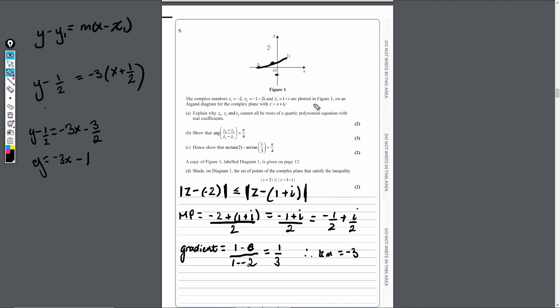Right, okay. So it's going to cut through here. Let me just undo that, that's not very good. It's going to cut through roughly like that. Okay, it does actually cut through Z2.